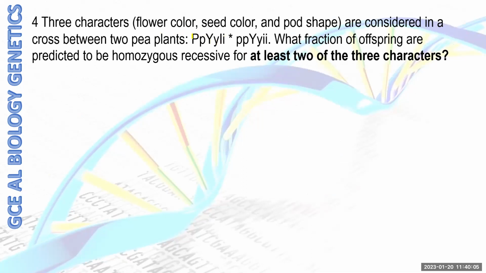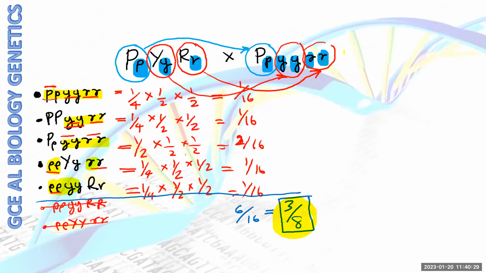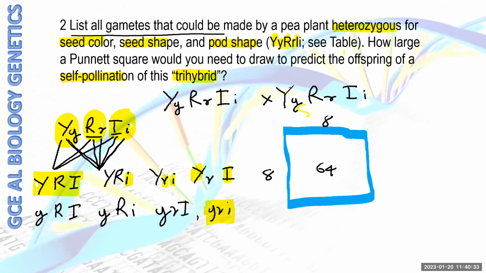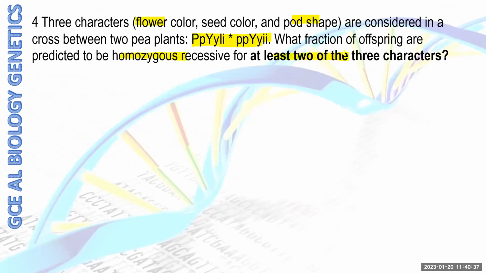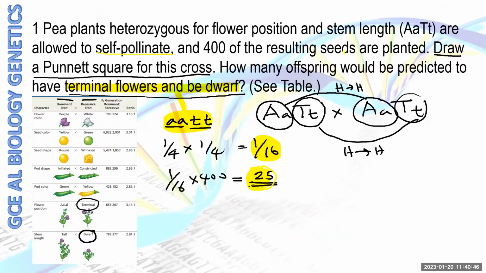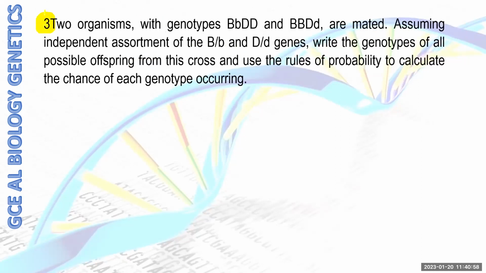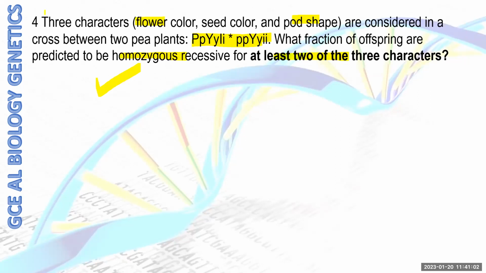Fourth question, we have an answer. Again, flower color, seed color, and pod shape. 2 pea plants. What fraction of offspring are predicted to be homozygous recessive for at least 2 of 3 characters? I think this is the answer for that question. Similar to this, right? You can also practice this question. This is also a good question to practice. So I leave these 2 questions, third and fourth. We see the answer next week, right?